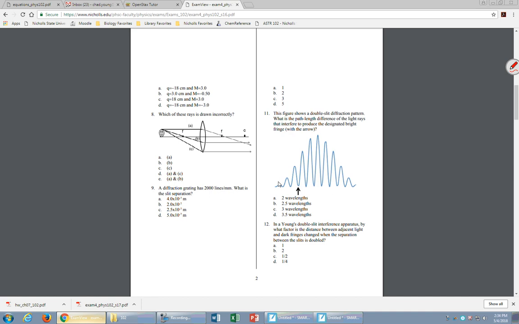Which ray is drawn incorrectly? Well, let's see. A goes parallel to the focal point, through the focal point, parallel to the edge of the lens. Which one's incorrect? C is incorrect.